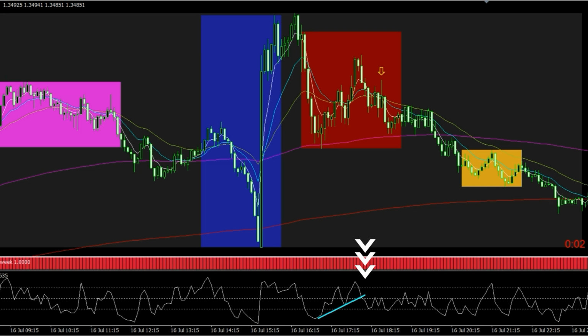Now again, we do like to wait for a retracement. So price moved down into this order block, retraced, and then moved to the downside. Again, this is another Rob Smith strat pattern, a 2 up, 2 down pattern.